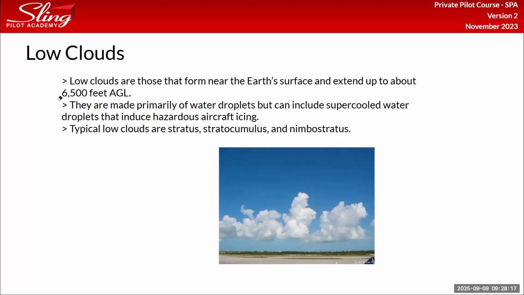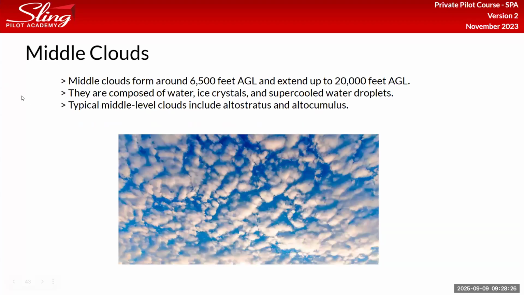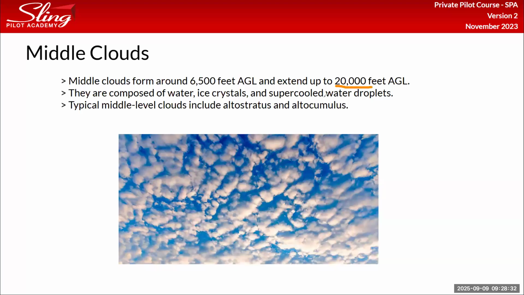Low clouds up to 6,500 feet AGL, stratus clouds. Middle clouds, obviously, are going to start where we ended, so 6,500 AGL, extending up to 20,000 feet AGL. These ones can also be composed of ice crystals and again, supercooled water droplets and regular water. But you're adding ice crystals up here because what's happening to the temperature as we are ascending in altitude? It's decreasing. So now we have ice crystals in play because we are at lower temperatures the higher we go.